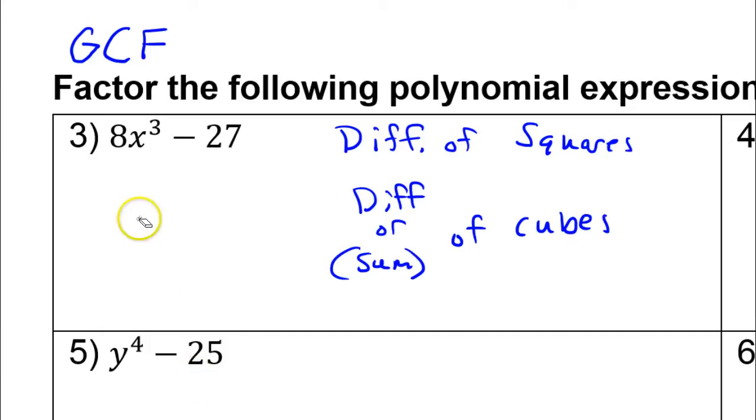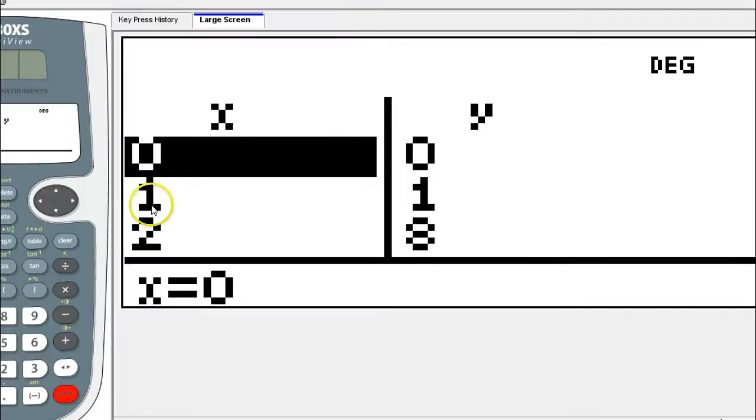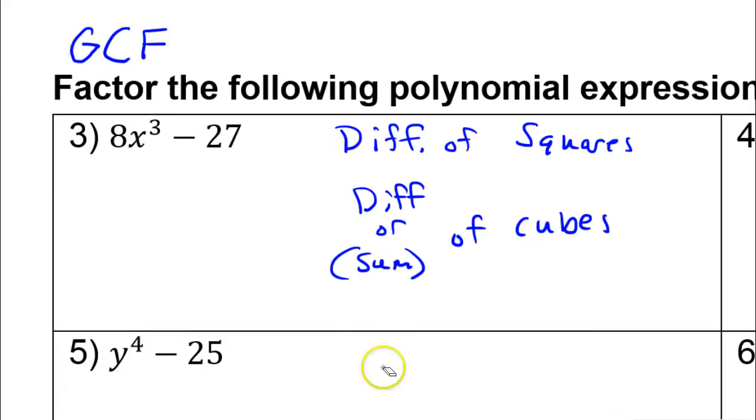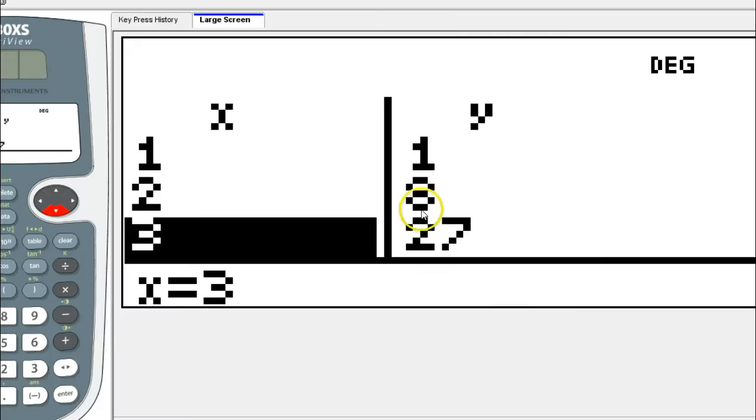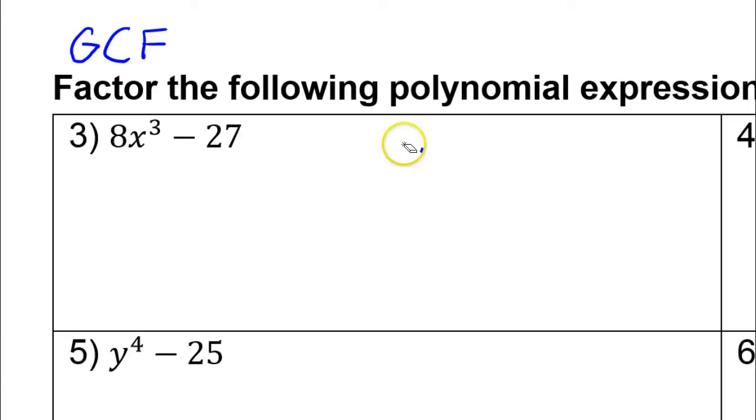Now, looking at that 8 and 27, let's think about perfect cubes. It's helpful to use the table feature of your calculator. If you type in x to the third power, this is going to give us a list of perfect cubes. I'm just going to start from 0. So this is saying 1 to the third power is 1, 2 to the third power is 8, 3 to the third power is 27. So 1, 8, 27, these are perfect cubes. So notice 8 and 27 are both perfect cubes. 8 comes from 2, 27 comes from 3 to the third power. So this is definitely the difference of two cubes. So that's the strategy we're going to use.